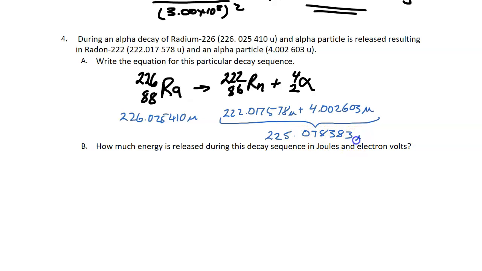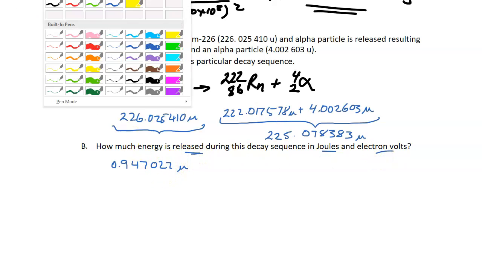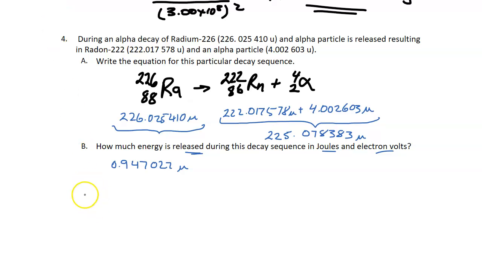So if we take a look at all that we have here, we've got 225.078383 atomic mass units in the products, but where we had 226.025410 atomic mass units as a reactant. So the mass defect here, the difference between those two, is 0.947027 atomic mass units. And if we want to find out the energy released in joules and electron volts, we need to take that mass defect and plug that in through Einstein's equation again.